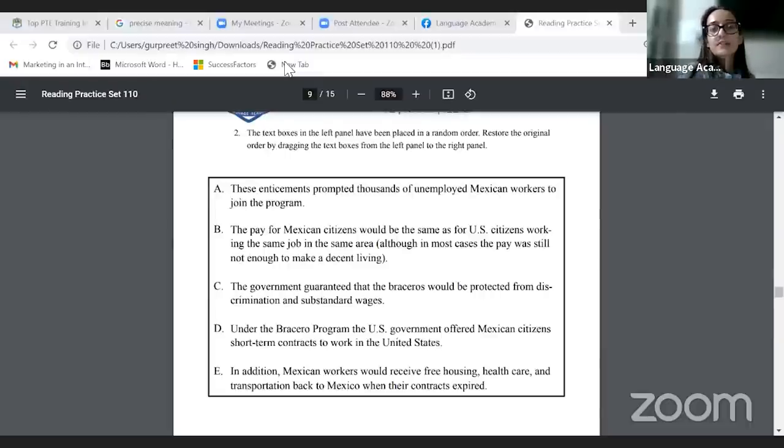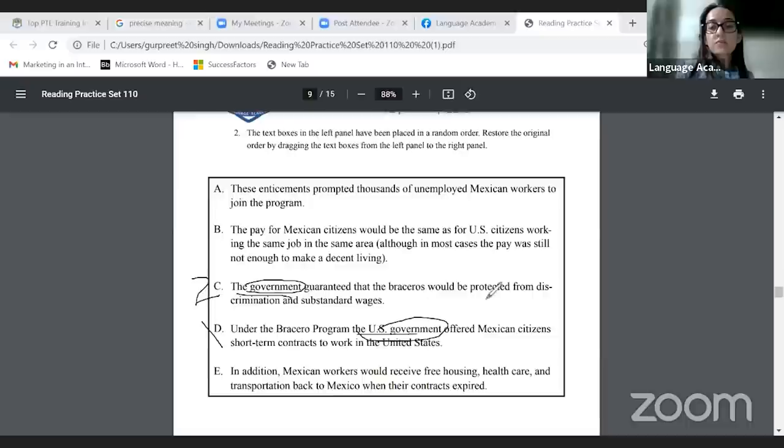All right, let's discuss. This was a good question, an easy one again. So the first sentence is D, which most of you have got correct. Under the Bracero program, the US government offered Mexican citizens short-term contracts to work in the US. And here we had the name of the government, US government. Then C has a reference, the government. So this is the full form, US government, and now we are just saying the government, so that we know we are talking about the US government only.